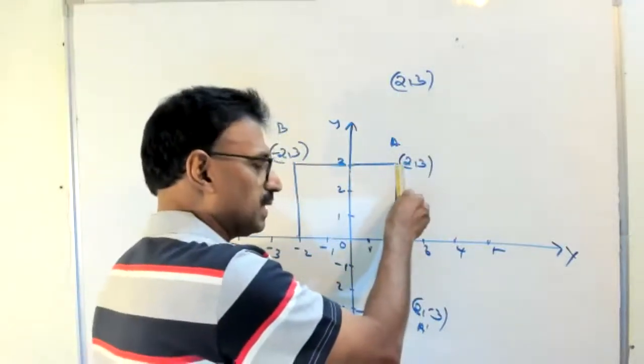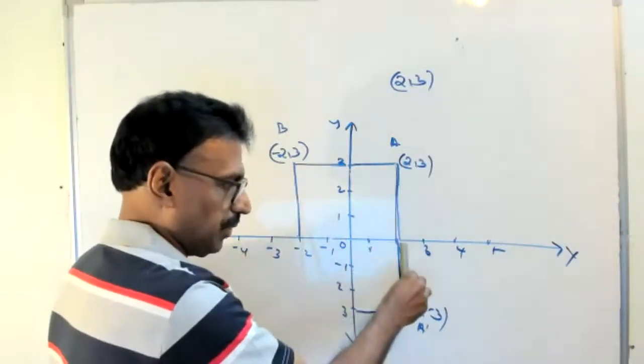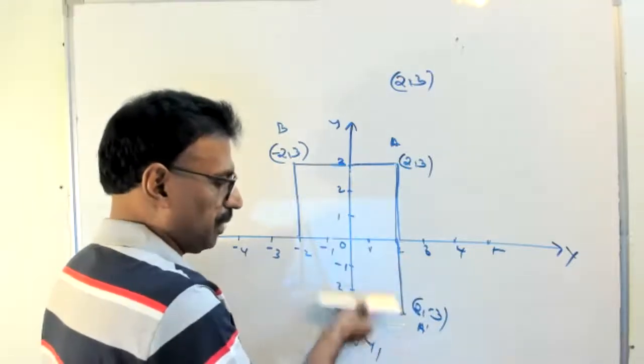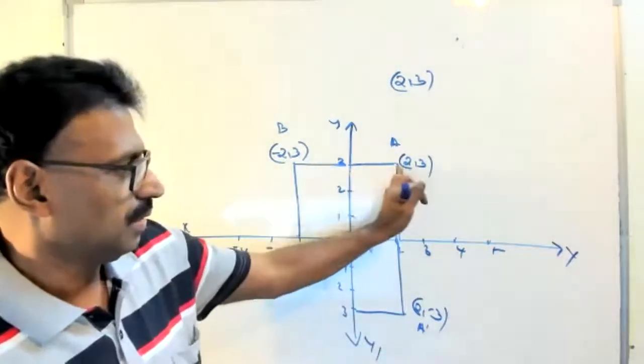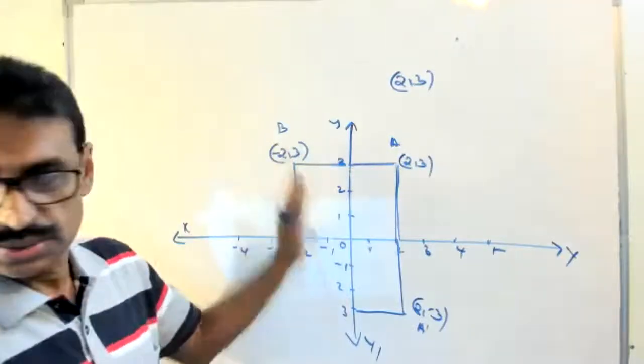3 units away from the x-axis, exactly down here. 3 units. Here 1 unit, here 2 units. Similarly, with respect to the y-axis, here 2 units. Here also 2 units. This is the mirror image.